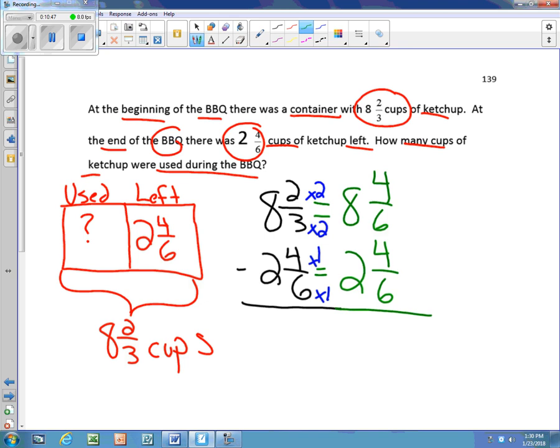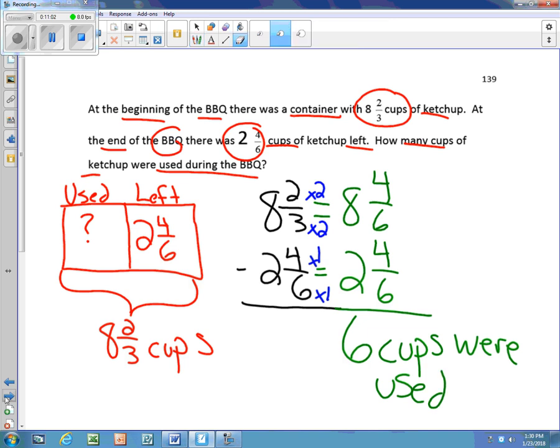And when we have 8 minus 2 is 6. And 4/6 minus 4/6 is 0. So the answer is just 6. So 6 cups were used. And that's the end of our review.